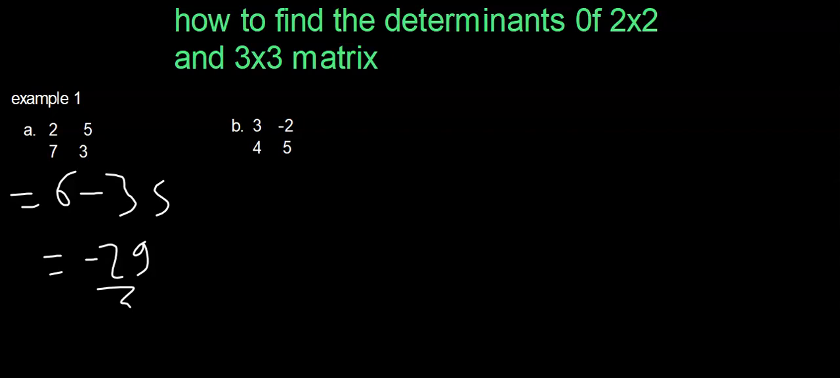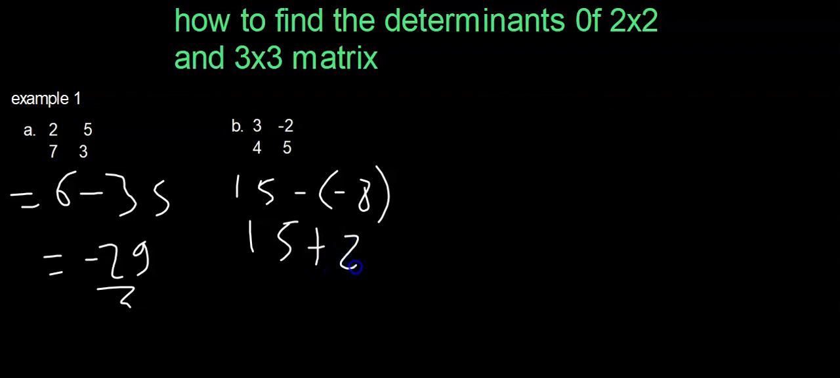The same procedure. When I follow the same procedure, it will be 3 times 5, and subtract the result from 4 times negative 2. So it will be what? 3 times 5 is 15, and 15 minus 4 times negative 2, which is negative 8. Since negative times negative is positive, it will be positive 8. So 15 plus 8 is just 23, and I'm done. So this is so easy.